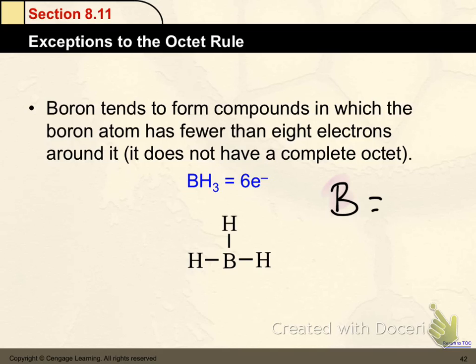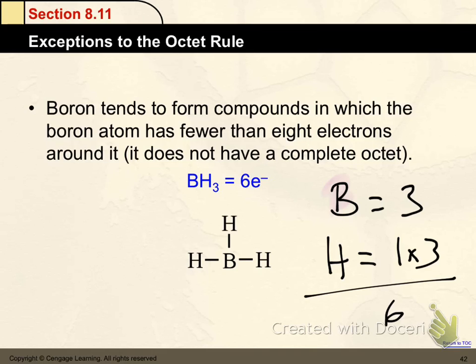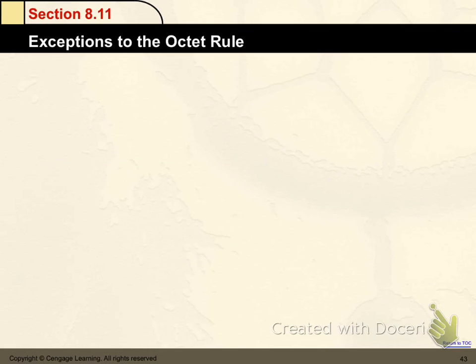Boron equals 3 electrons. Hydrogen, 1 electron times 3, 6. Okay, we bind them all together. And when we do that, we find out, oh my goodness, there's only 6 electrons in boron. All right? Only 6 electrons. So that is a very, very rare but common, I guess, for that atom exception to the rule.